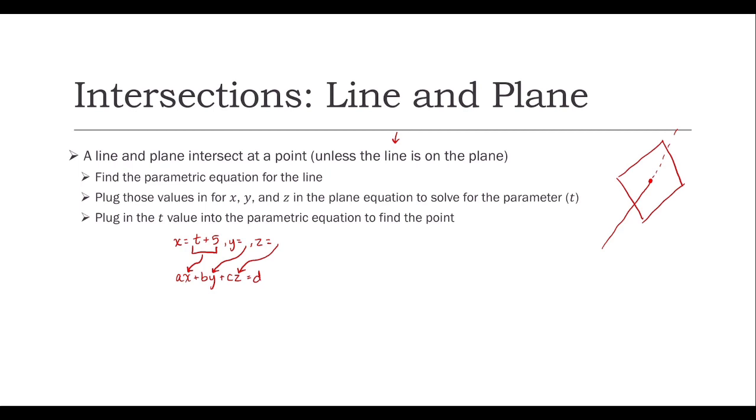By doing that, you could solve for your parameter here. Once you've solved for your parameter, then you could plug that in. So if we found that t equals 3, for example, then we could go back and plug in 3 here, and x would be 3 plus 5, which would be 8. And then we could find our y and z values as well because we'd know our parameter t. So that's how you find where your line and plane intersect.